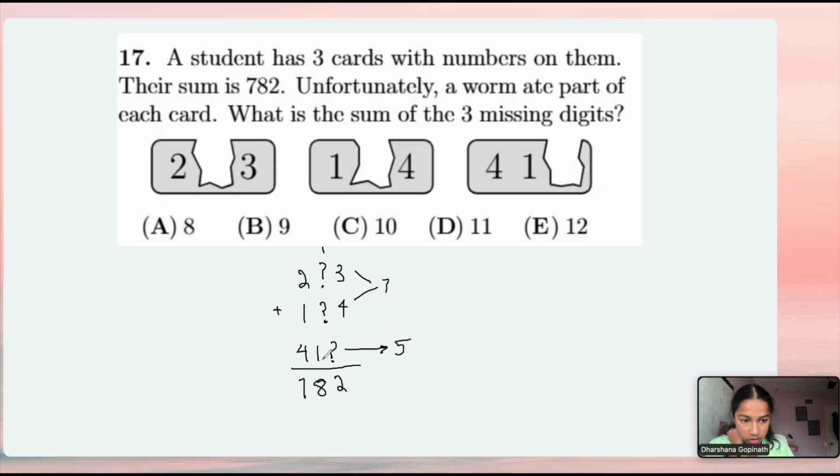And then since it's a 12, we're going to be carrying 1. So 1 plus 1 is 2. And then so these 2 digits would add up to 6. We don't need to know exactly what these 2 digits are, just that they add up to 6. And since they're asking for the sum of the 3 missing digits, we can just add 5 plus 6, which is equal to 11. So the answer is option D.